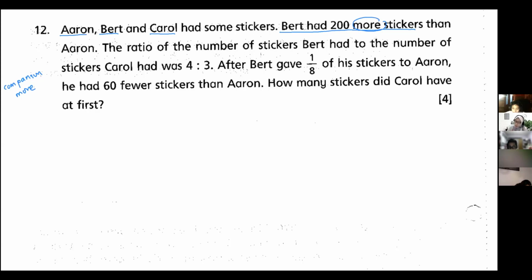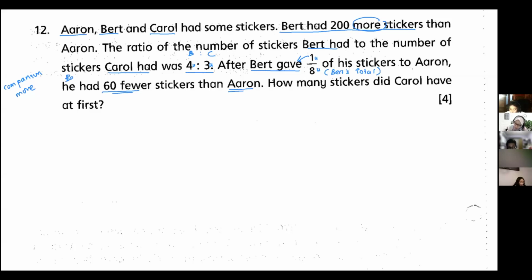Okay. Then they say the ratio of number of stickers Bert had to the number of stickers Carol had was 4:3. Bert is to Carol, right? This is units, this is units. After Bert gave 1/8 of his stickers to Aaron, okay? So this is unit, this is unit, this is gave. This is Bert's total. Then when he gave to Aaron, he had 60 fewer stickers than Aaron.